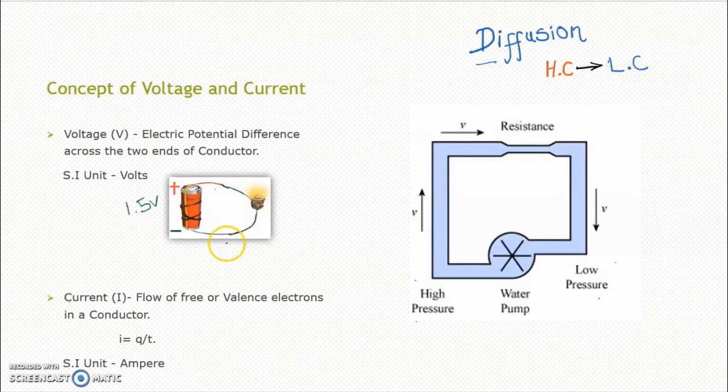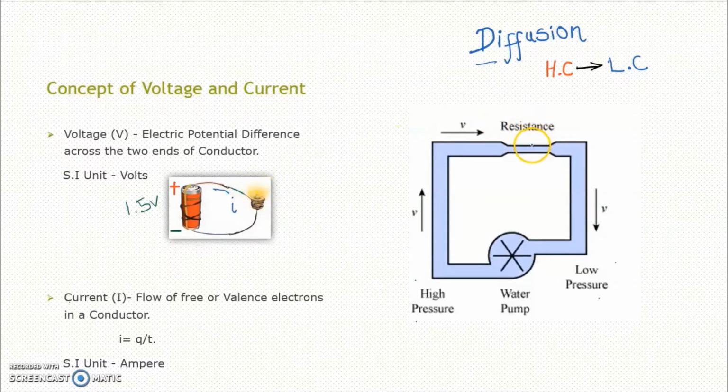In the same way, here we have a cell of 1.5 volt, which is the source of EMF, that is voltage. Due to this potential difference, that is, here we have the positive terminal and here we have the negative terminal, flow of charges takes place from the positive terminal to the negative terminal. Here we have high pressure to low pressure, water flows from high pressure to low pressure. Here we have flow of electrons, which is termed as I.